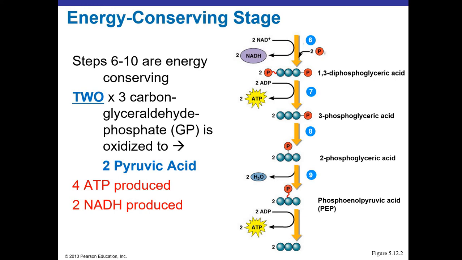PEP is kind of what puts the pep in our step, and we see that another 2 ATP are going to be generated as we make our final product of glycolysis, the pyruvic acid. So again, we get 2 pyruvic acids. These are 3-carbon molecules, and in the process of this energy conserving stage, we've made 4 ATP and 2 NADHs in the form of potential energy.